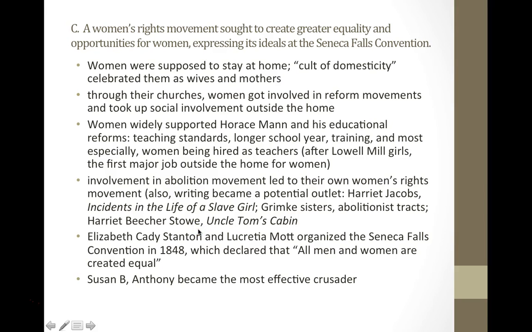We're going to get the Lowell Mills girls. They're the first people, really, outside of teaching that are going to be hired outside the home. All right, abolition is going to be a big deal, and it's not going to be a big stretch to go from Black rights and anti-slavery to women's rights.